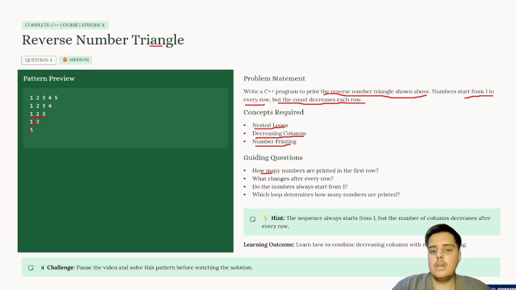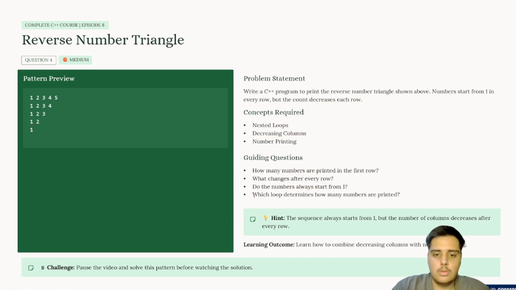Guiding questions are: how many numbers are printed in the first row? What changes after every row? Do the numbers always start from 1? Which loop determines how many numbers are printed? So, the hint is the sequence always starts from 1, but the number of columns decreases after every row. The learning outcome: learn how to combine decreasing columns with number printing.